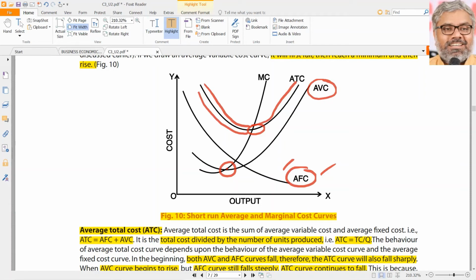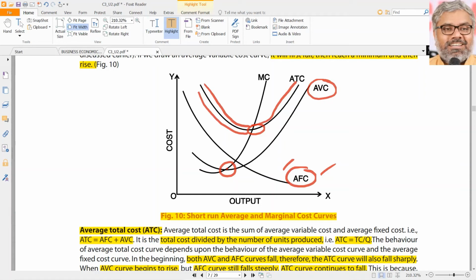It will cut the average total cost line from below, and if you observe from the graph, where is it cutting the average total cost line? It is the point where the average total cost is minimum. Afterwards, the average total cost started rising. Till that point, average total cost was falling. But when the marginal cost line cuts the average total cost line, average total cost starts rising. That we can observe from the graph.